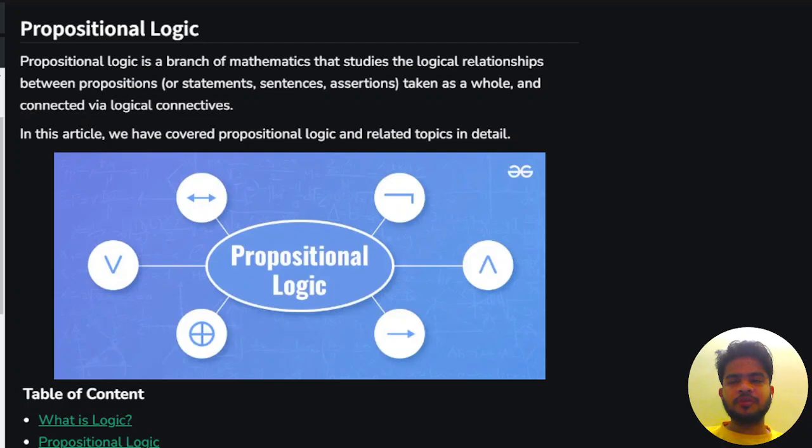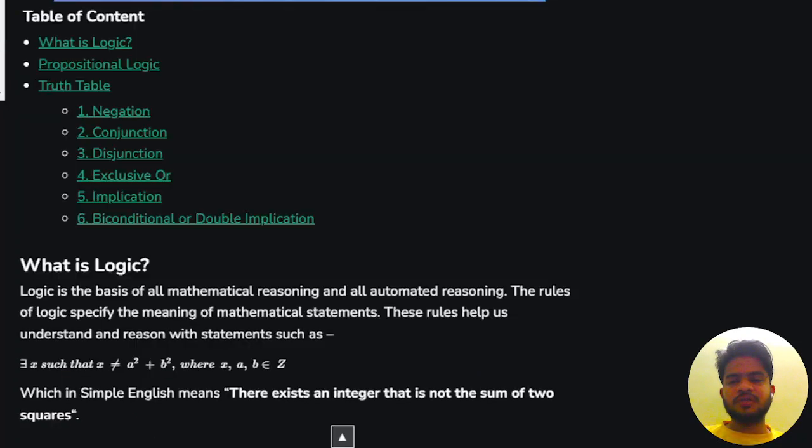I am here to discuss propositional logic. Propositional logic is a branch of mathematics that studies propositions as a whole and connected by logical connectives. In this article, we have covered propositional logic and related topics in detail, and this table of contents is given below, which consists of what is logic, propositional logic, truth table, which consists of negation, conjunction, disjunction, exclusive or, implications, and biconditional or double implications.